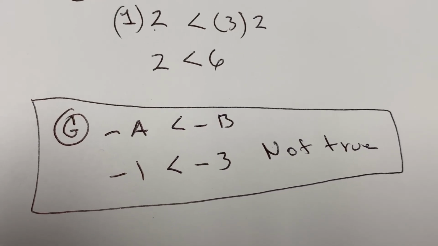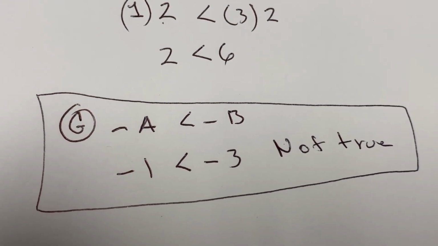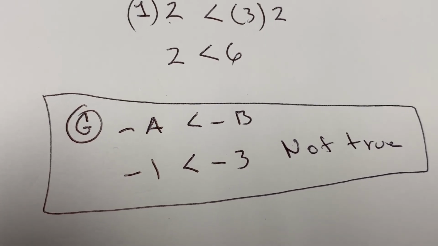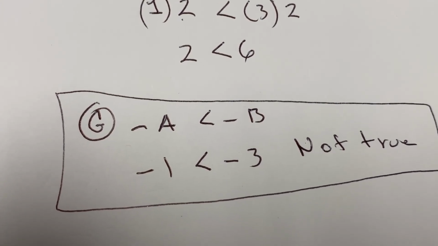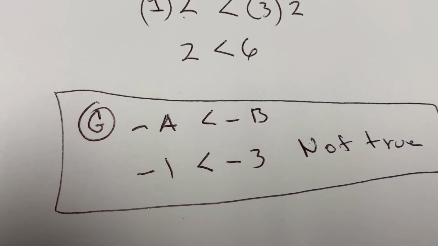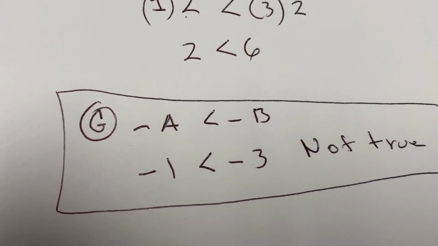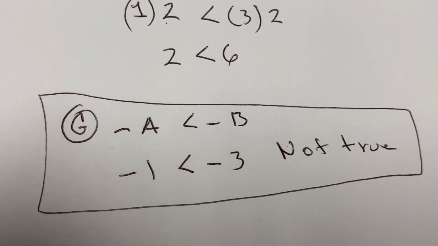Why? Because the negative number closest to 0 is bigger. So if we say here that negative 1 is less than negative 3, it's not true. Negative 3 is less than negative 1 because negative 3 is farther from 0. Okay, so this is the reason.